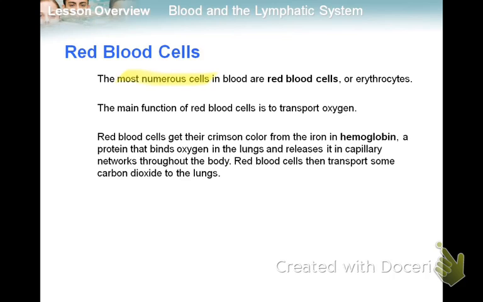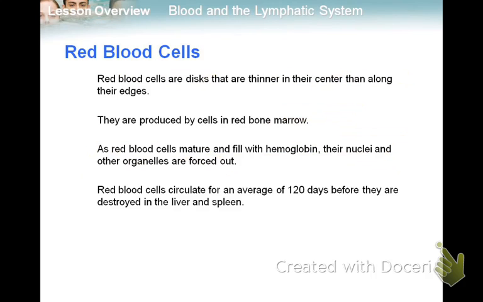The most numerous cells in the blood are red blood cells. Those are called erythrocytes, and their main job is to transport oxygen. Red blood cells are red because they contain a protein called hemoglobin, which has iron in it. This protein binds oxygen and releases it in capillary networks throughout the body. And then these red blood cells pick up carbon dioxide and carry it back to the lungs.